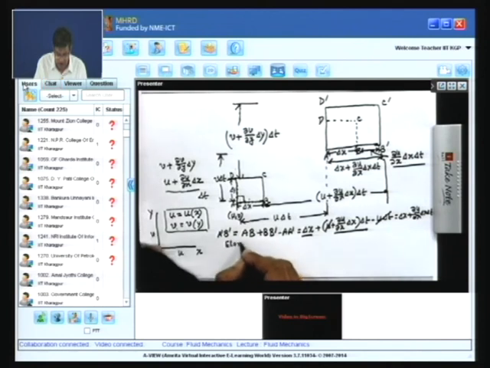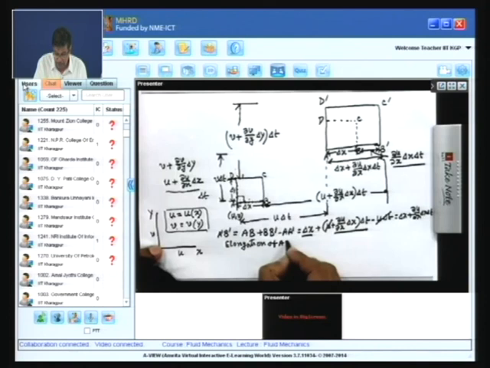Elongation of AB is equal to ∂u/∂x Δt. This is the elongation of AB.